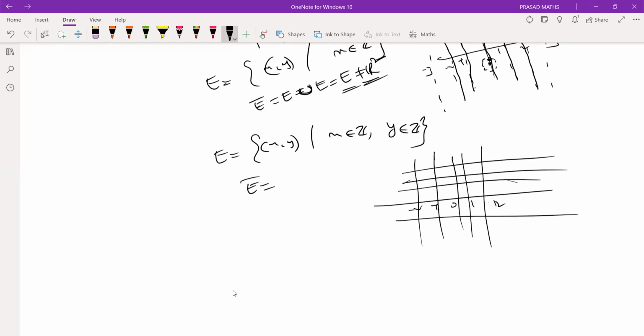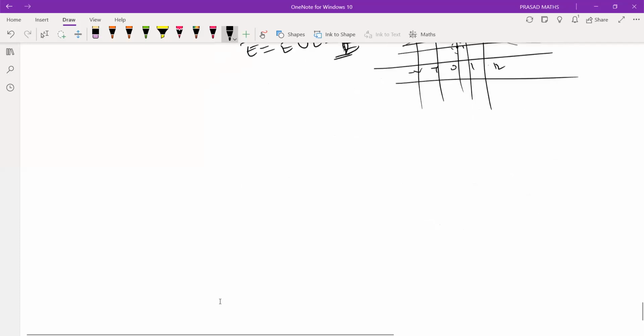What are my limit points first? E itself, E only. Every point of the set is a limit point. Yes or no? What are my limit points? E only. Therefore, E is nothing but E itself. Is it clear? The same strategy works.